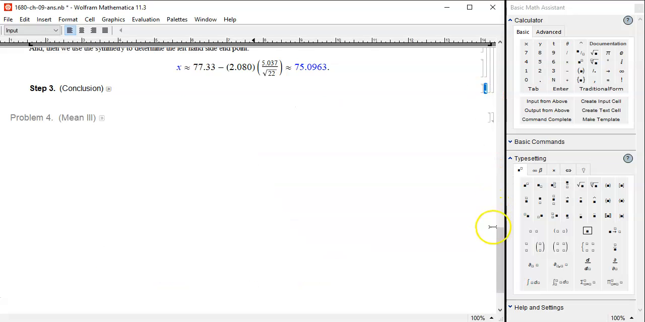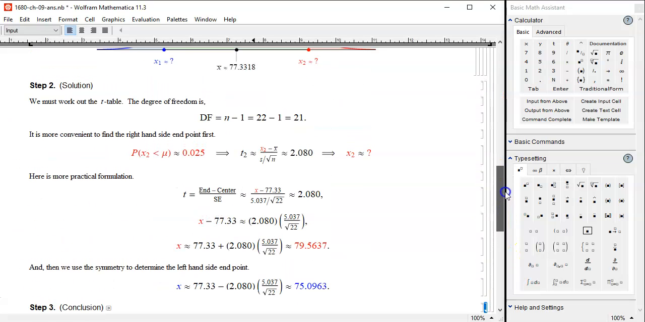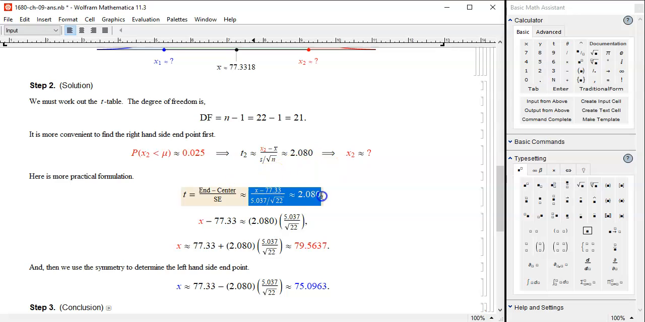Want to see the computation again? Here we go. (x minus center) over SE is the t-score, and then just use the algebra, and then we have the x value, and then change the sign using the symmetry, the other x value.